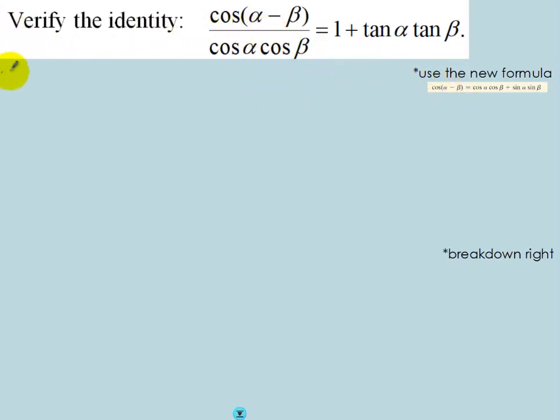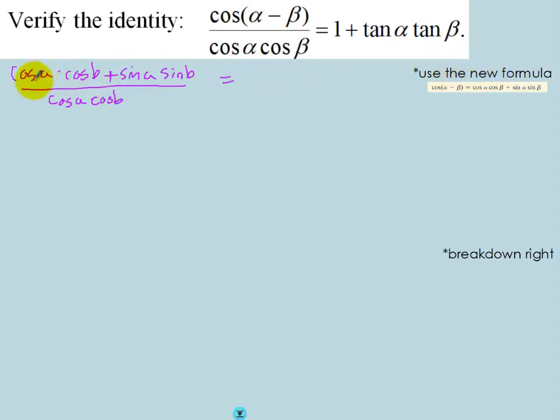So I'm going to break up the left-hand side. So that's cosine of a cosine of b plus sine of a sine of b, all over cosine of a times cosine of b. Oops, I just messed that up. Anyways, cosine of a cosine of b plus sine of a sine of b all over cosine a times cosine b equals the stuff on the right. All right, now breaking that down.